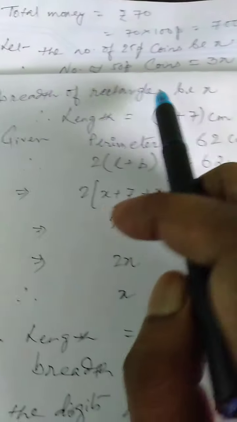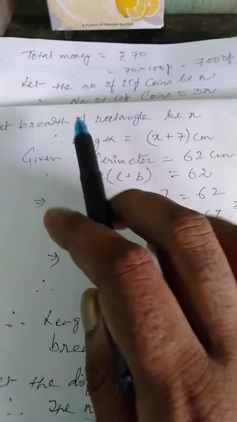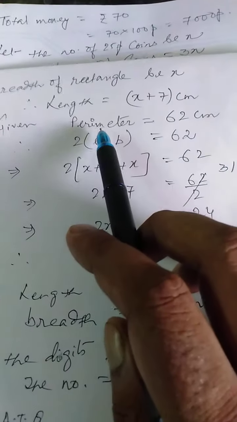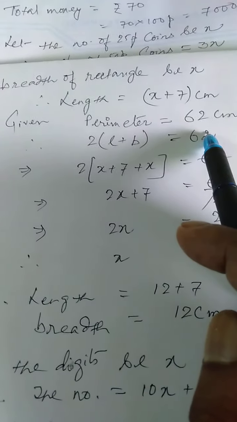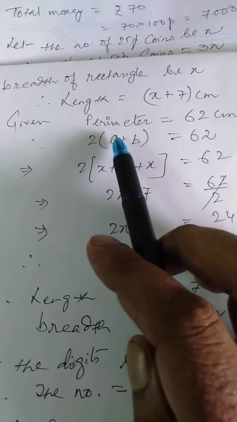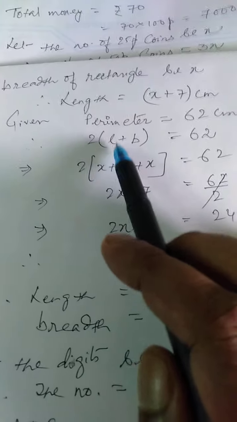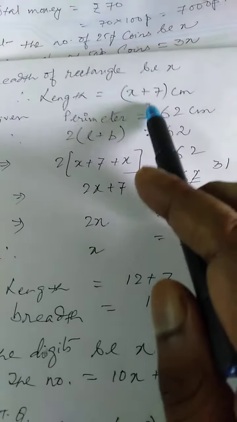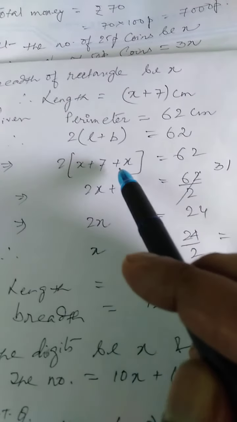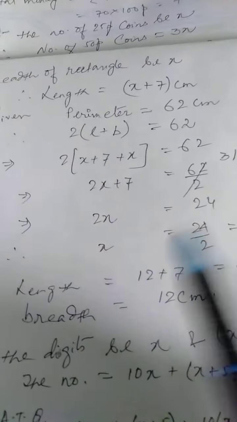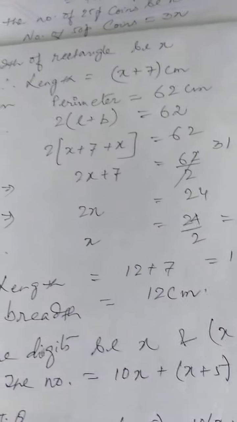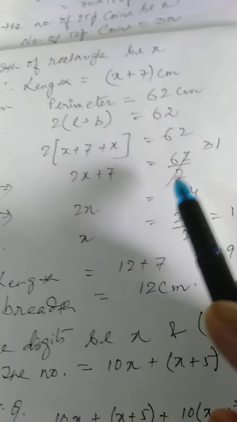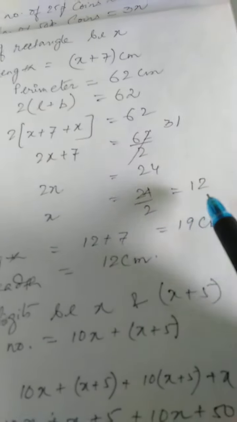So let the breadth of the rectangle be x. So length will be what? x plus 7. Given perimeter is equal to 62 cm. Okay. Now what is the formula of perimeter? The formula of perimeter is 2 times length plus breadth is equal to 62. So in place of length, what will I write? 2 times x plus 7 plus x is equal to 62. So 2x plus 7 is 31. Okay, 62 by 2. So 2x will be 31 minus 7, that is 24. x will be 24 by 2, 12.